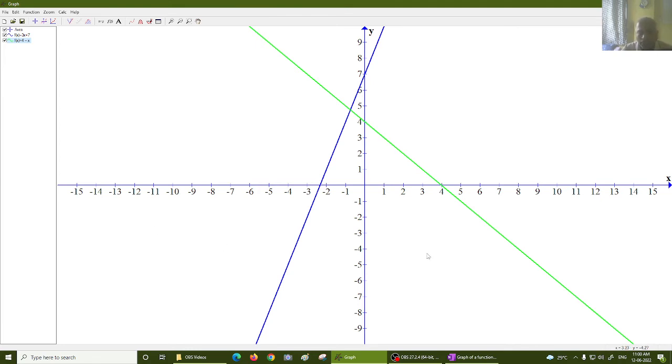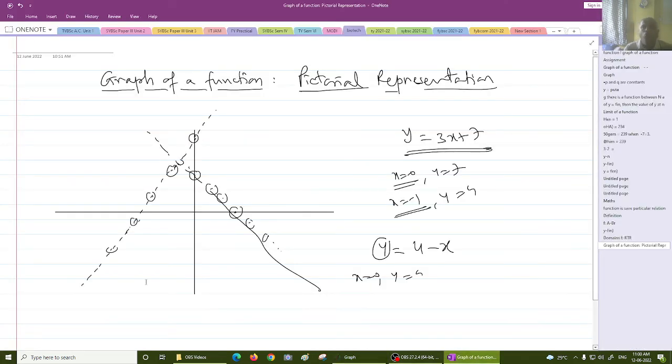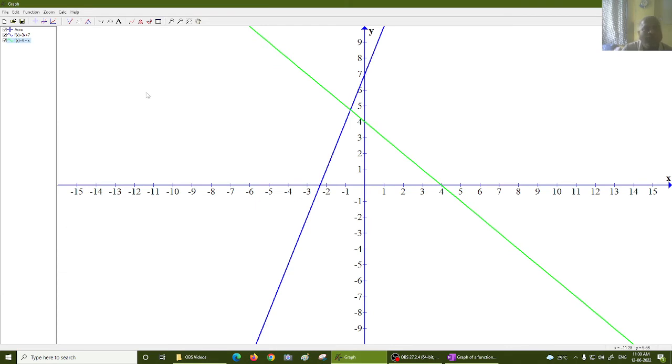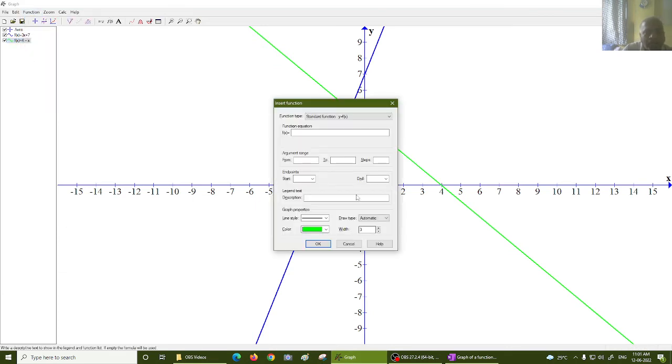Now I am sure you must have got some idea that whatever functions I consider, 3x + 7 or 4 - x and so on, they are called linear functions because the degree of x is 1. I am not writing x square, x cube and so on. You can see that we are getting straight lines. Remember this feature: whenever you get a function y = ax + b, where a and b are real numbers, the graph is always a straight line.